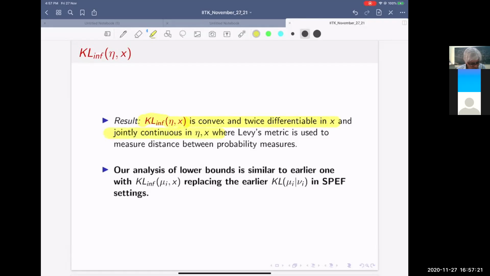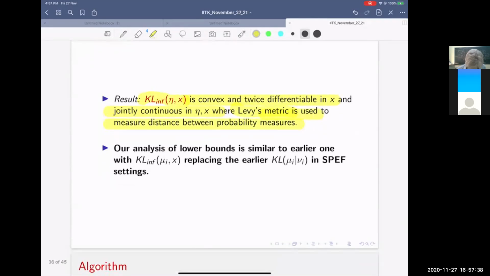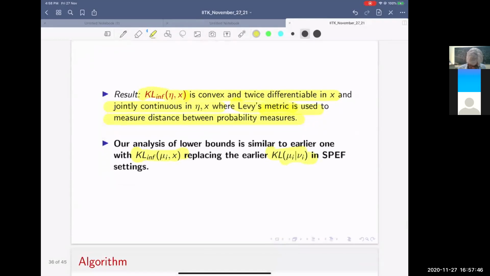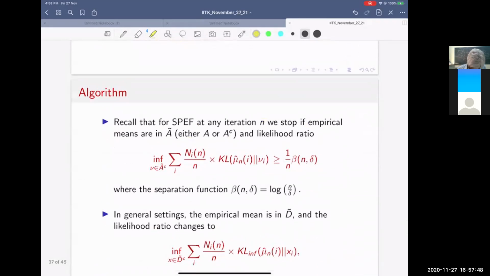So joint continuity is actually not so straightforward, because now you're saying that eta is a probability distribution. So it's continuous in terms of the underlying probability distribution. So we use Levy's metric to measure distance between probability measures. So our analysis of lower bounds is similar to the earlier one, with KL inf mu i x replacing KL mu i nu i in the single parameter exponential family. So everything goes through. So what happens to the algorithm now?